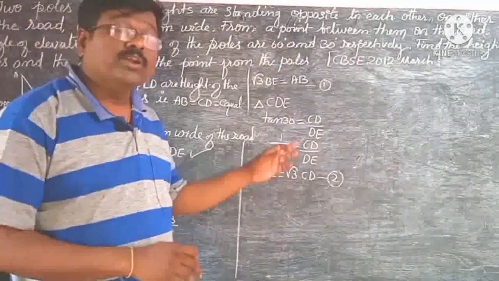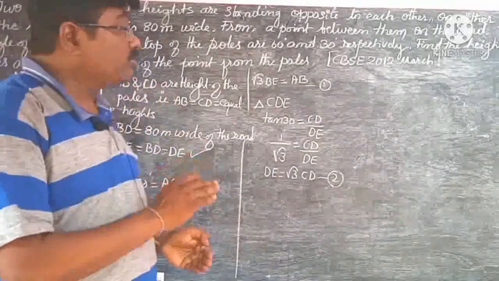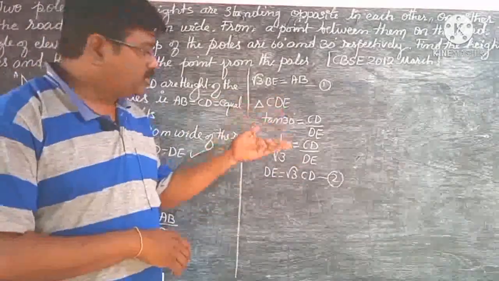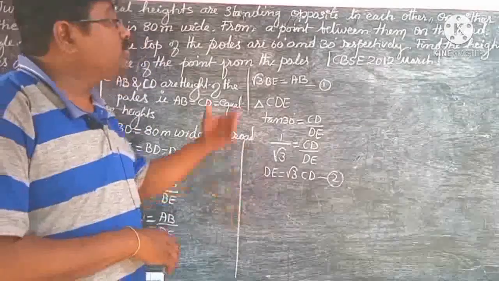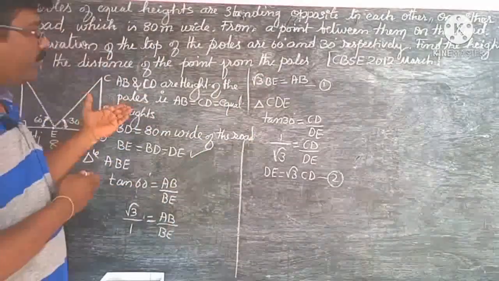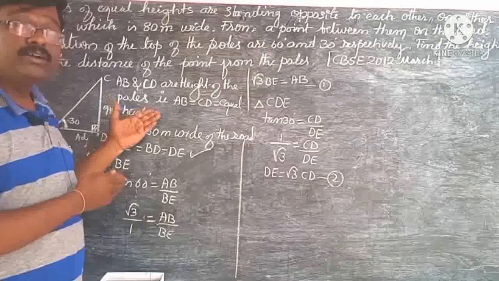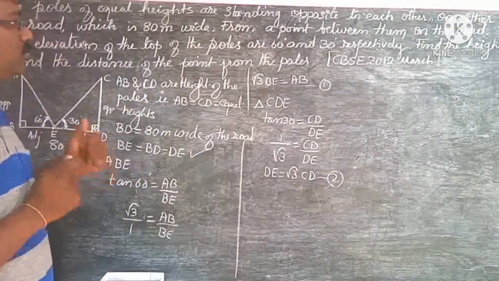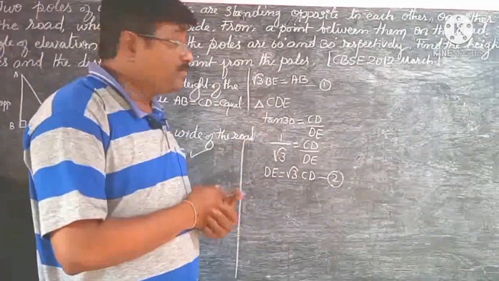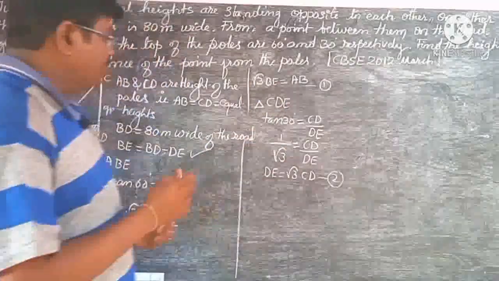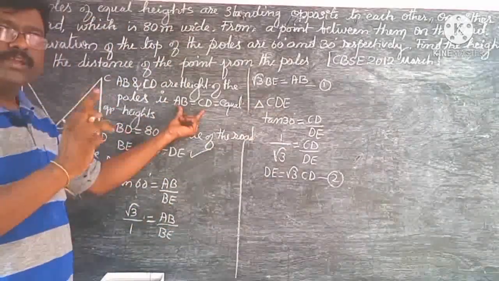After we find equations 1 and 2, you can substitute equation 1 in equation 2, or equation 2 in equation 1, using the given values. Here, we substitute CD instead of AB, or AB instead of CD. It means that both heights will be equal.